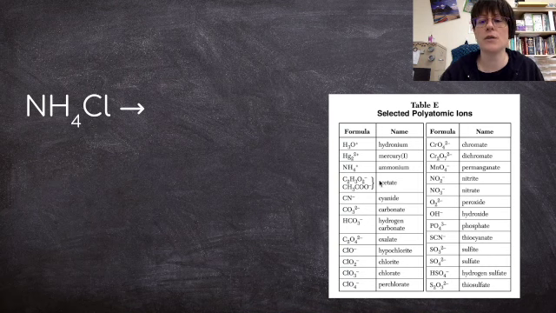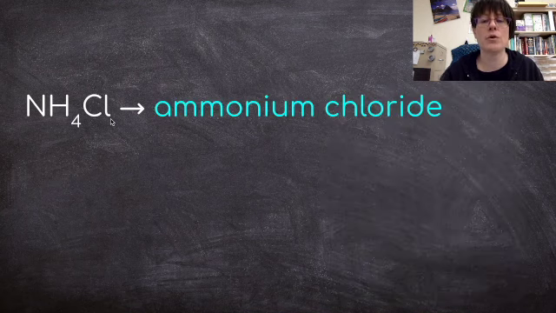So I find it over here in table E. Right here, NH4 is ammonium, so I name that ammonium. And then we have chlorine, and it's at the end, so I change it to IDE ending. So this is ammonium chloride.